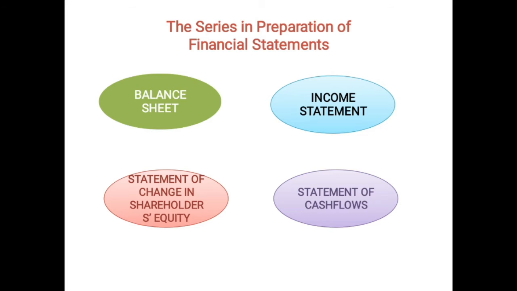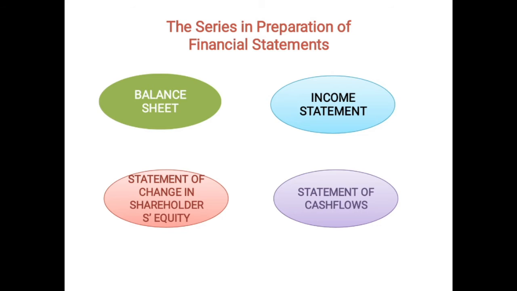And then the income statement. The income statement is a financial representation of the operating activities of a company that measures the company's financial performance over a period of time. Income statement is equal to net income, which is all income during the period minus expenses, which include all expenses during the period. And the third is the statement of changes in shareholders' equity.